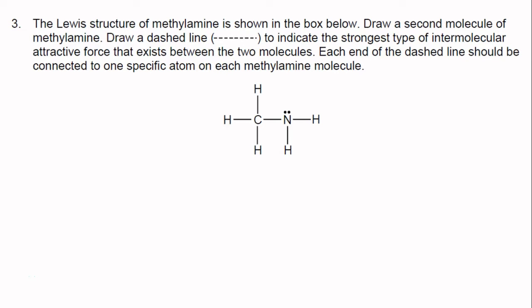Number 3, the Lewis structure of methylamine is shown in the box below. Draw a second molecule of methylamine and draw a dashed line to indicate the strongest type of intermolecular attractive force that exists between the two molecules. Each end of the dashed line should be connected to one specific atom on each methylamine molecule. Hopefully you can tell that this molecule is polar, and it would experience hydrogen bonding. So we have to show a specific connection between the two molecules for a hydrogen bonding interaction.